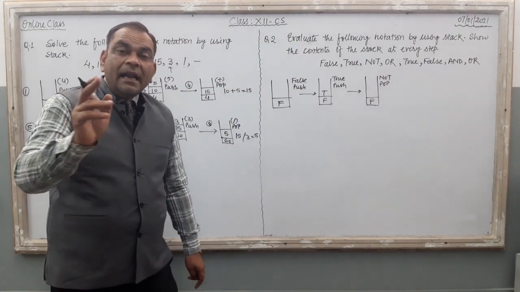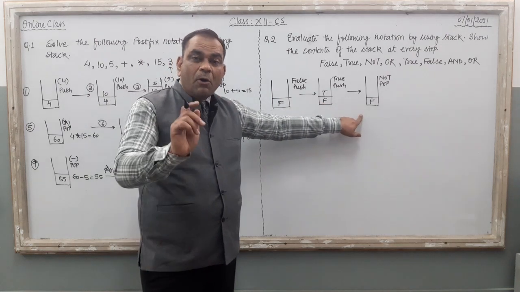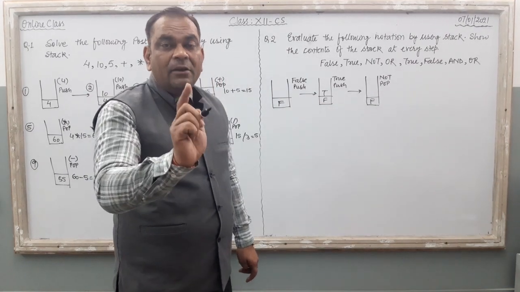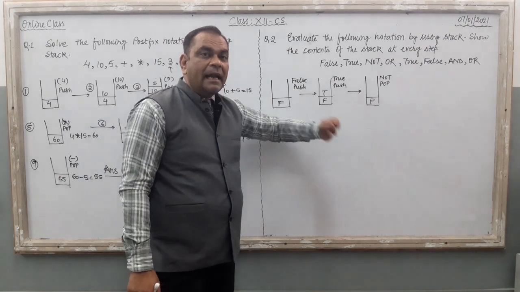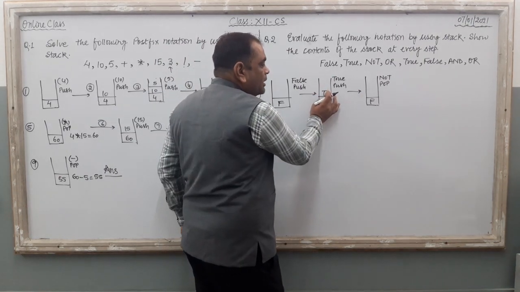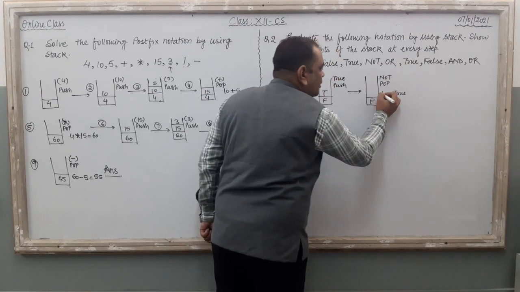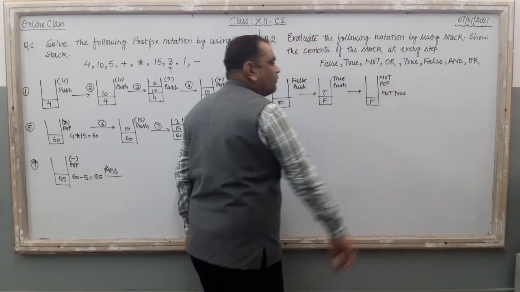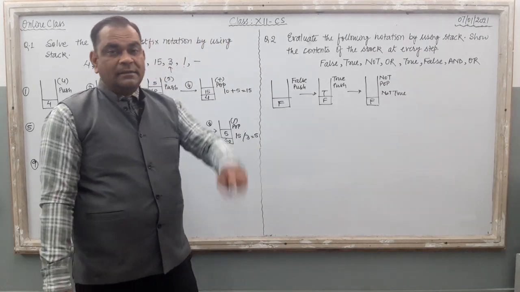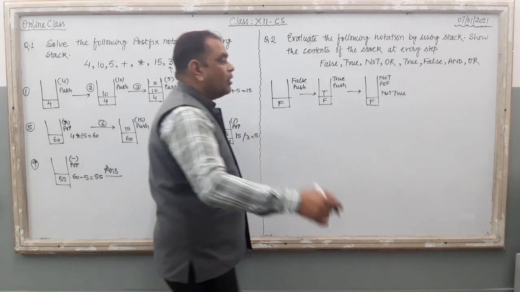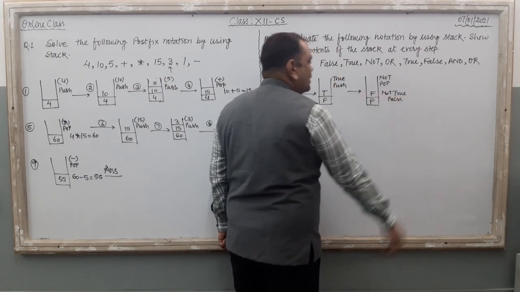Not is a unary operator. Unary operator means you have to remove, you have to pop a single value, one operand only from the stack and then evaluate. So just see, true is there. I just remove true from the stack and then put this not operator in front of this operand, not true. Now evaluate the result. Not true means what? The result is false here. Push the result back to the stack.